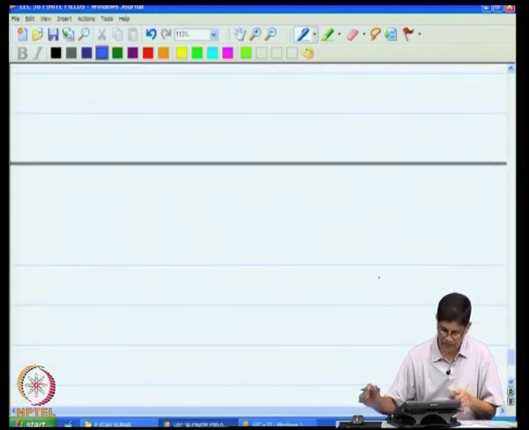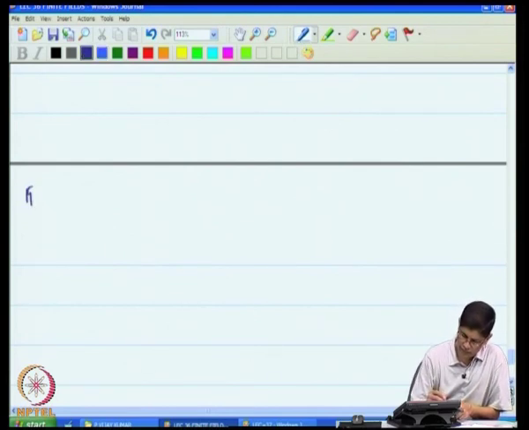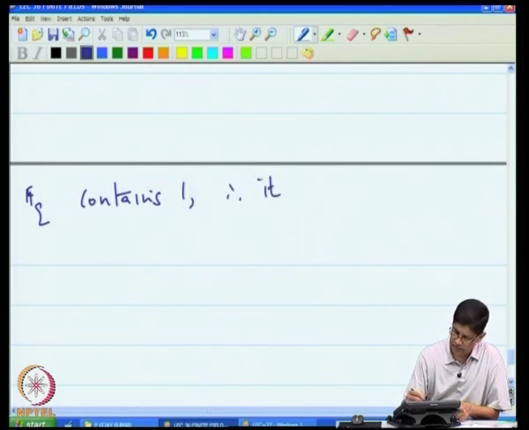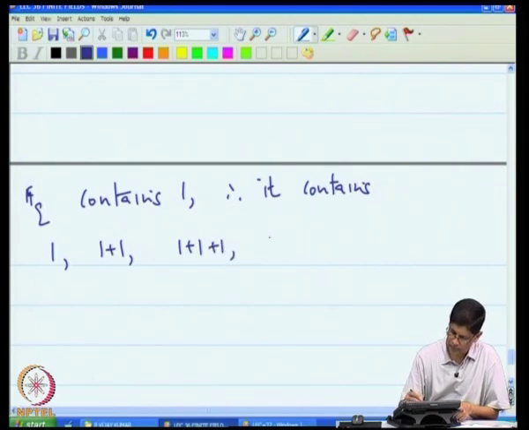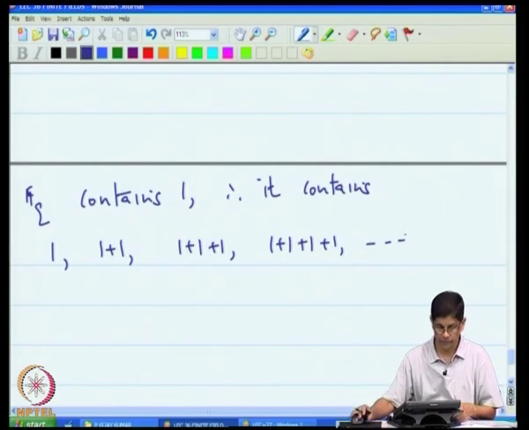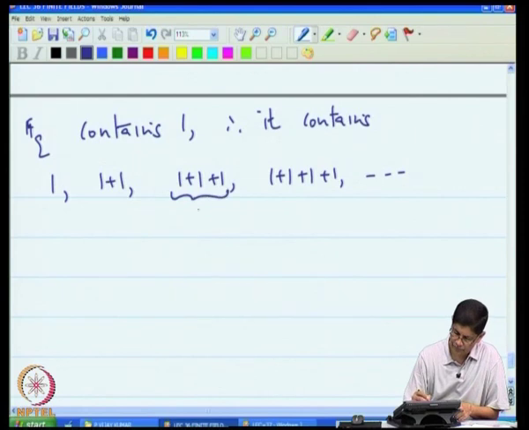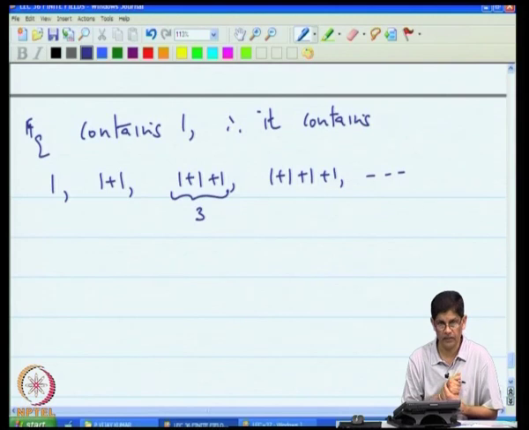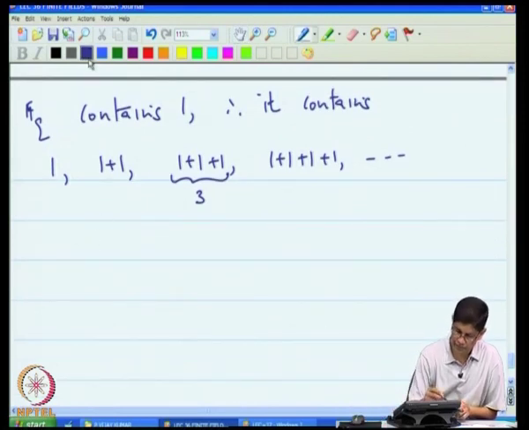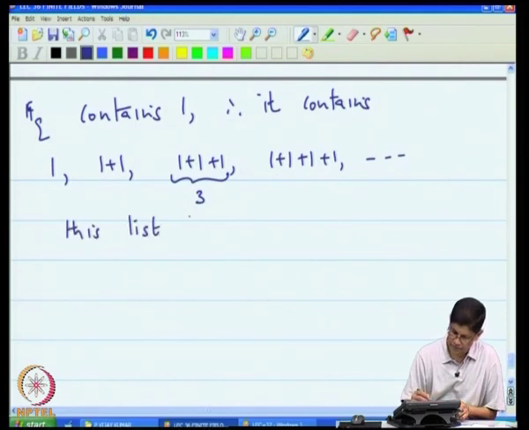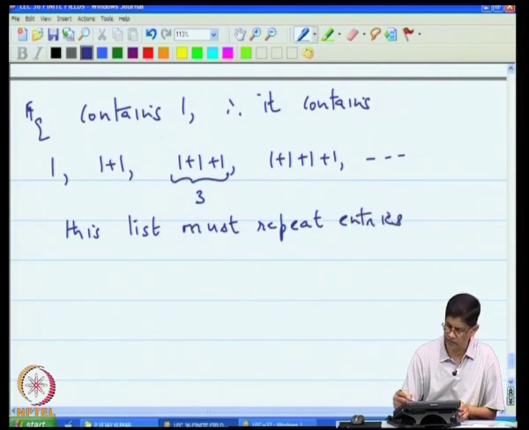Now, if this finite field Fq contains 1, therefore it contains 1, 1 plus 1, 1 plus 1 plus 1, 1 plus 1 plus 1 plus 1 and so on. Now, when we write this as 3, 3 means 1 plus 1 plus 1, that is what we mean in the finite field. Now, since the field is finite, this list cannot keep going on and on forever. So, it must be that there must be some repetition in this. Okay. So, this list must repeat entries, which means that all the entries in this list cannot be distinct.